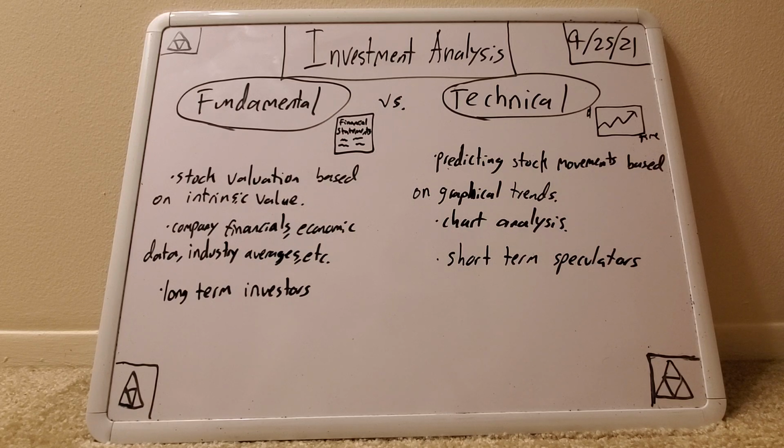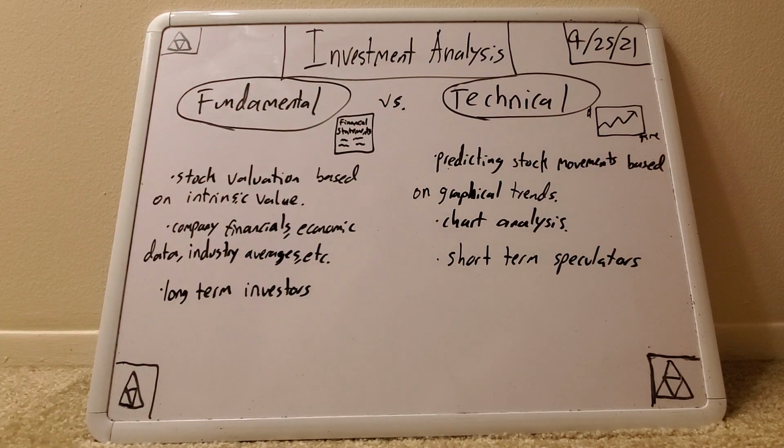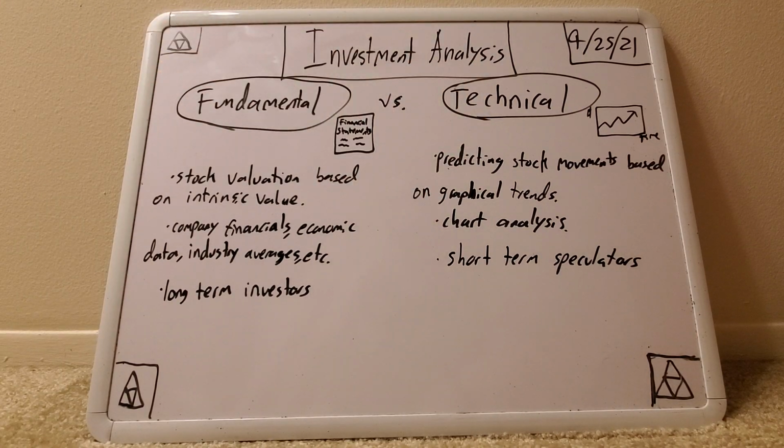So both of these are very different analyses. One of them doesn't really look at the stock chart at all, it just goes on mostly company financial statements. And then the other one completely disregards the company financials, just looking towards the stock chart itself and then trying to find different trends based on where they think the stock will go in the future. You can use both of these at the same time.